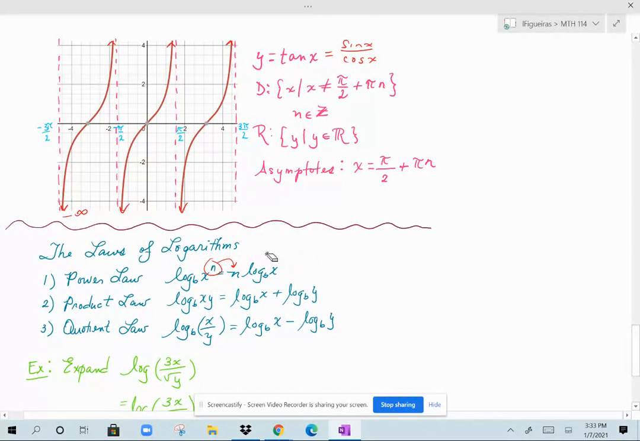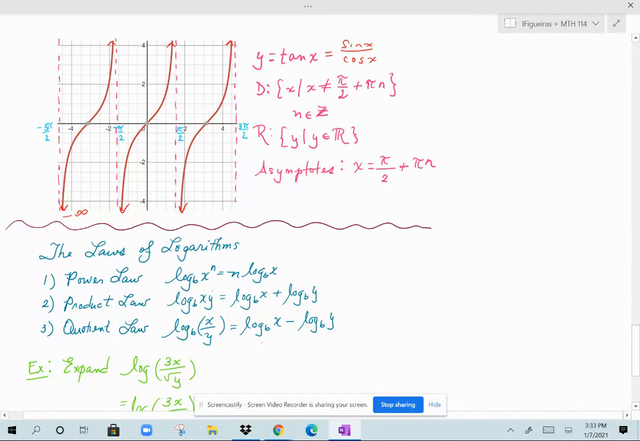We also have a product law, and the product law says that if you take the log base b of a product of 2 expressions that I'm calling x and y, the product can be rewritten as the sum of 2 logarithms. So this is equal to the log base b of x plus the log base b of y. And then we have the quotient law, which states that if you're taking the log base b of the quotient of 2 expressions, x divided by y, that is equivalent to the difference of the logarithms. So that is equivalent to the log base b of x minus the log base b of y.